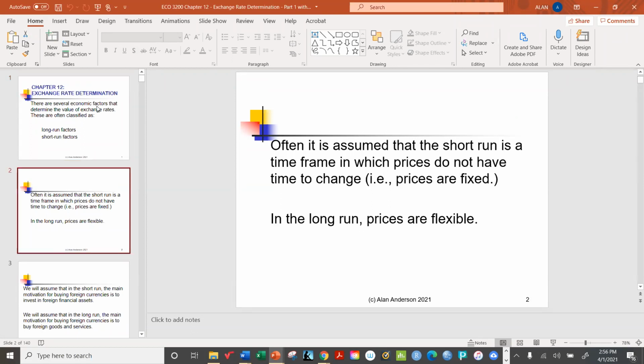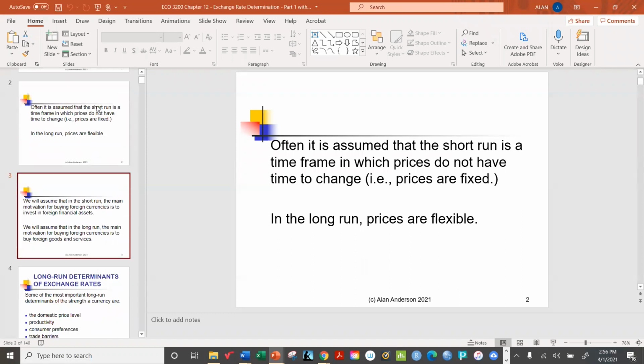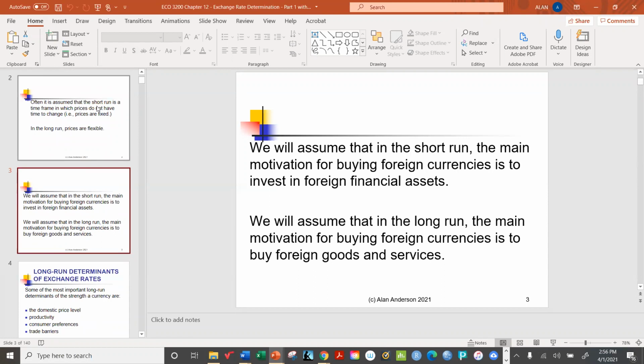All right, in the short run, we'll assume that prices are fixed. In the long run, prices are flexible. So prices will play a major role in the long run determinants of exchange rates. So in the short run, the main motivation we assume for buying foreign currencies is to invest in foreign financial assets like stocks, like bonds, or foreign bank accounts. But in the long run, the main motivation for buying foreign currencies is to acquire foreign goods and services.